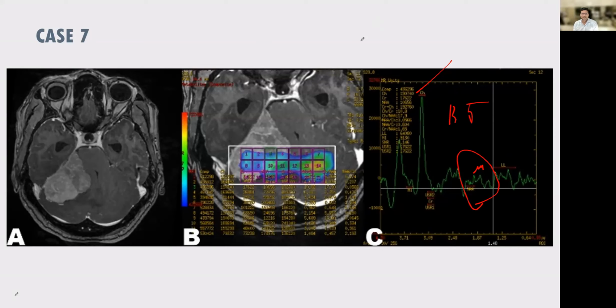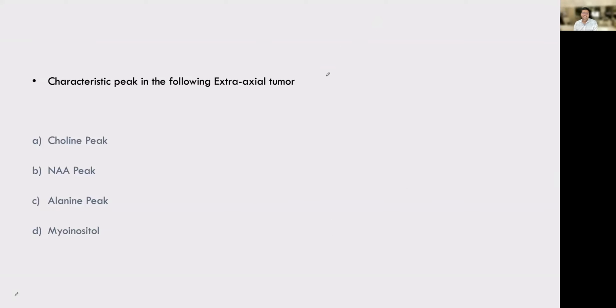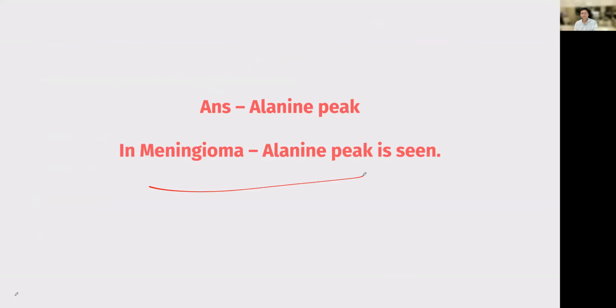Anybody? Black, I agree. Mother-in-law phenomenon. Bomb. Yeah, perfect. So yeah, angry bomb. Very good, excellent. So this is a case of bomb, alanine peak. So alanine peak, extra-axial tumor, meningioma.